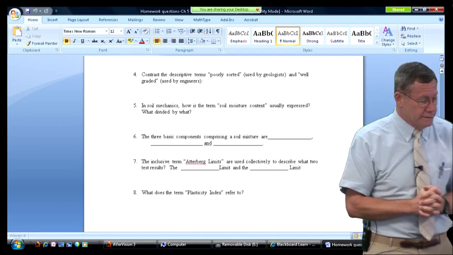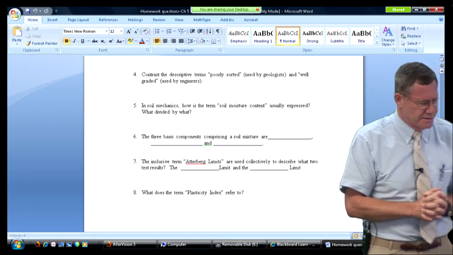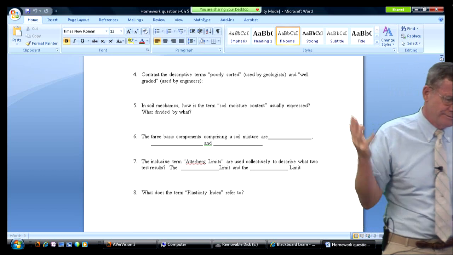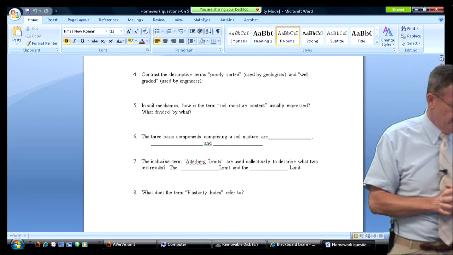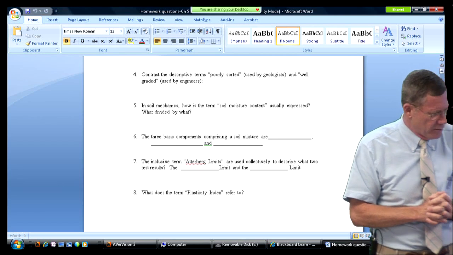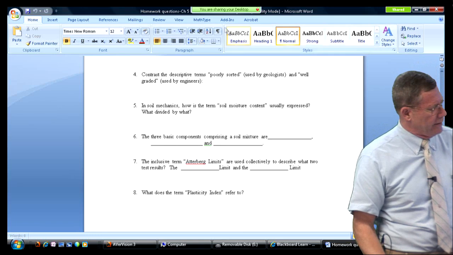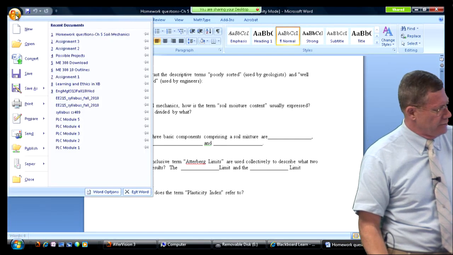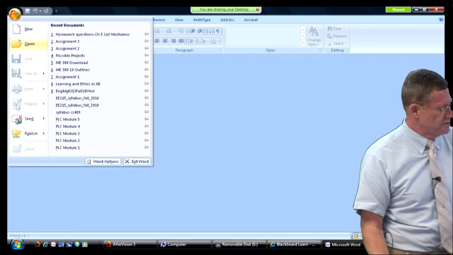All right, so in soil mechanics, how is the term soil moisture content usually expressed? You need to know that. That's very important. And three basic components in a soil mixture: solids, gas, and water. And what is the inclusive term Atterberg limits? What does that mean? Atterberg was a soil scientist in Sweden back in the early part of the last century. He didn't do this stuff for engineers. Engineers borrowed it because it was good stuff.